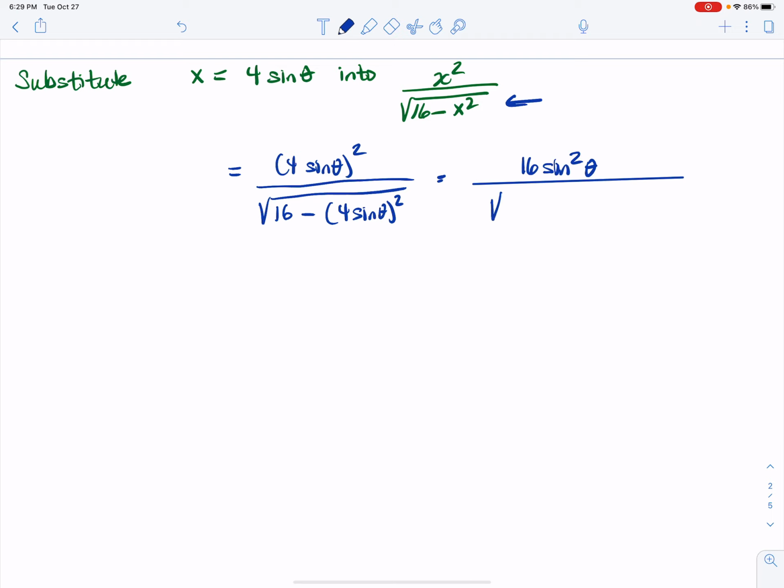Now downstairs under the radical, we have 16 minus 16 sine squared theta. And that might look like something you can manipulate a little more. So I'm just going to take a little aside. I'm not going to keep dragging along the square root and the whole expression. I'm just going to look at 16 minus 16 sine squared theta. Well, what I notice, I can factor out a 16. And if you're thinking that 1 minus sine squared theta looks familiar, you're absolutely right. 1 minus sine squared is cosine squared.